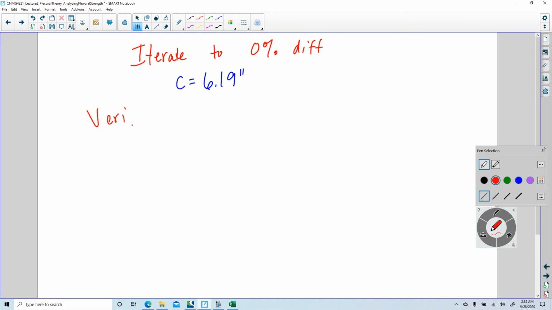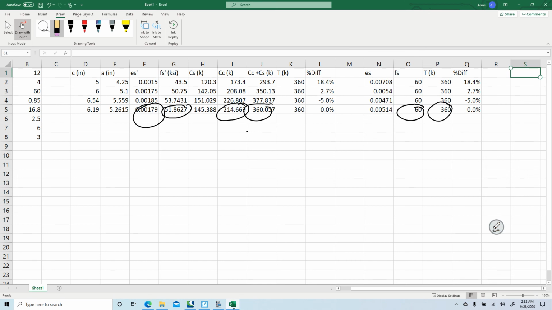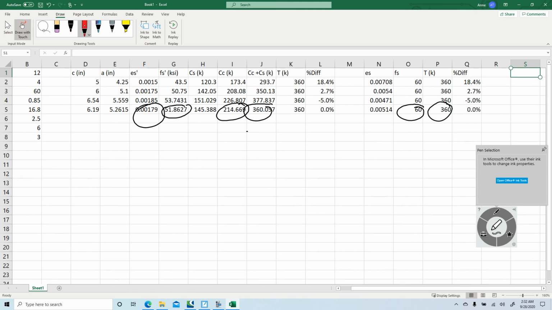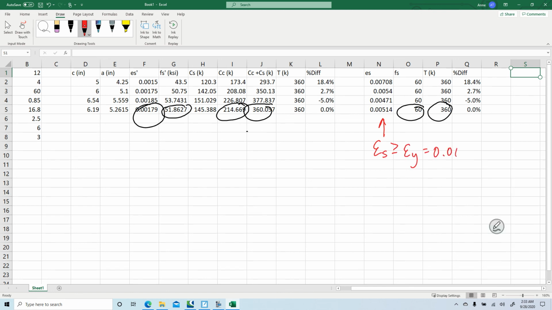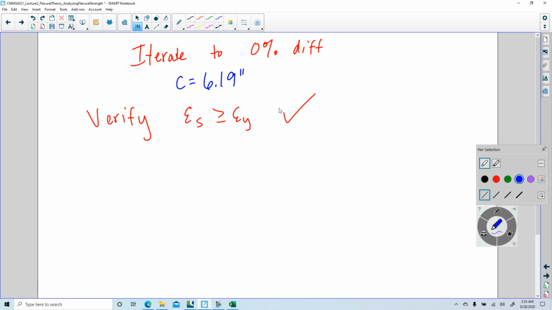Gotta verify E sub S. Well, actually, I already did that. E sub S greater than or equal to E sub Y, which is 0.00207. That's 60 KSI steel. So I'm just going to say check. And calculate my nominal capacity.